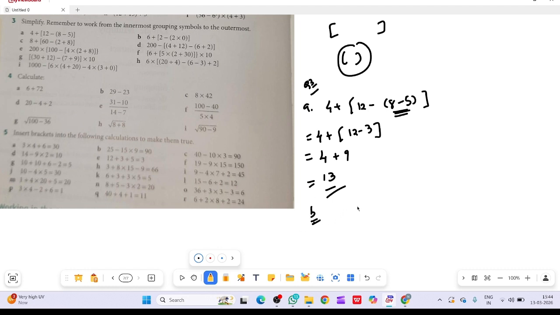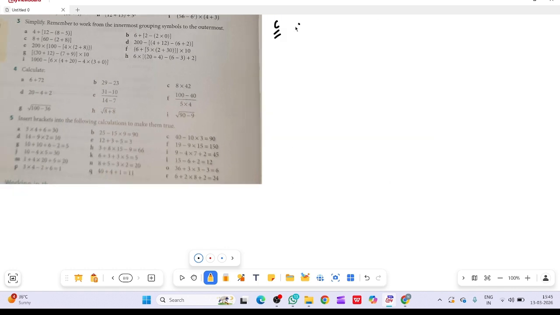B. 6 plus 2 minus 2 into 0. So 6 plus 2 minus 0. So 6 plus 2, which is equal to 8. B is 8.